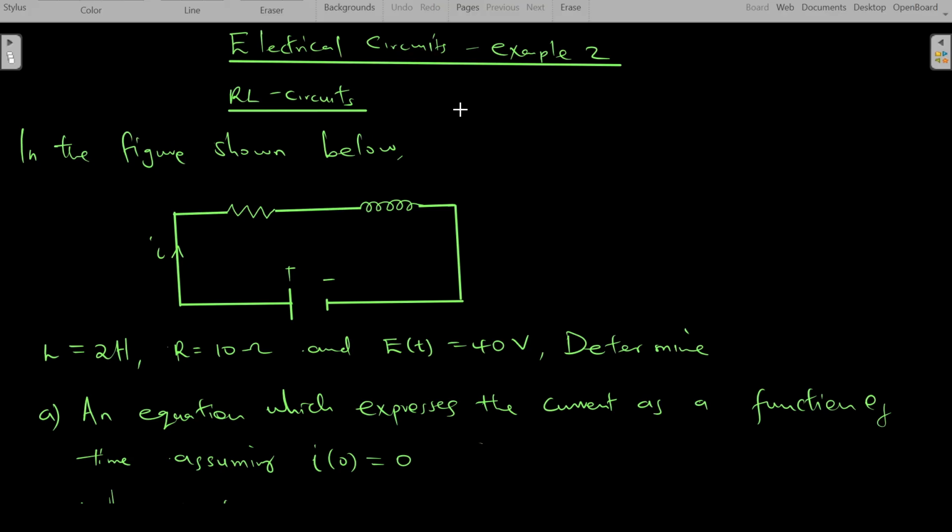I want us to keep this equation in mind. In my video introducing the concept of electrical circuits, we solved a non-homogeneous equation and got current as a function of time equal to E of t upon R, multiplied by 1 minus e raised to negative R over L t. Let's keep this in mind, I will be using it at a certain point.